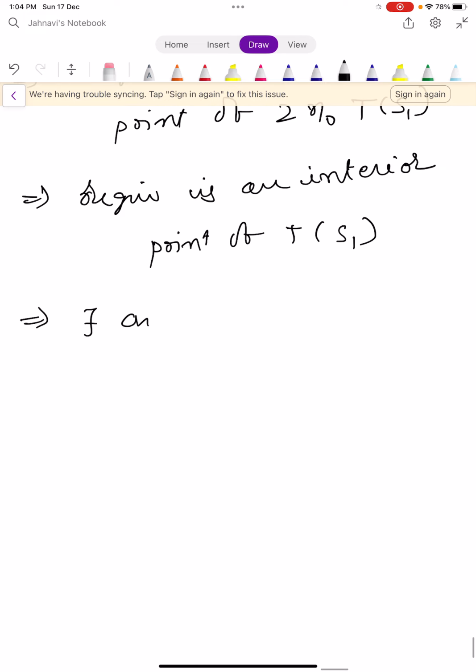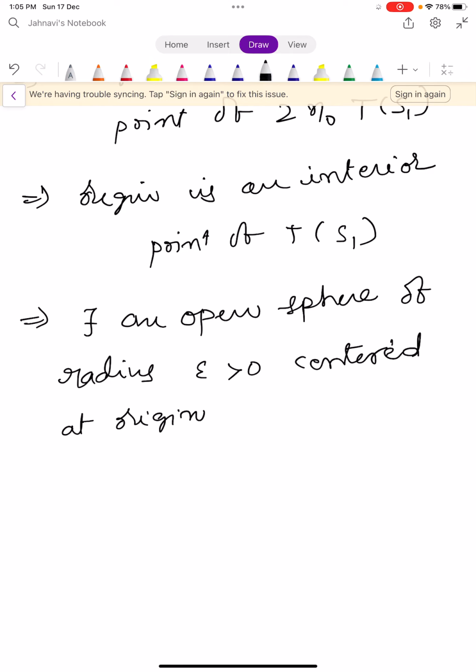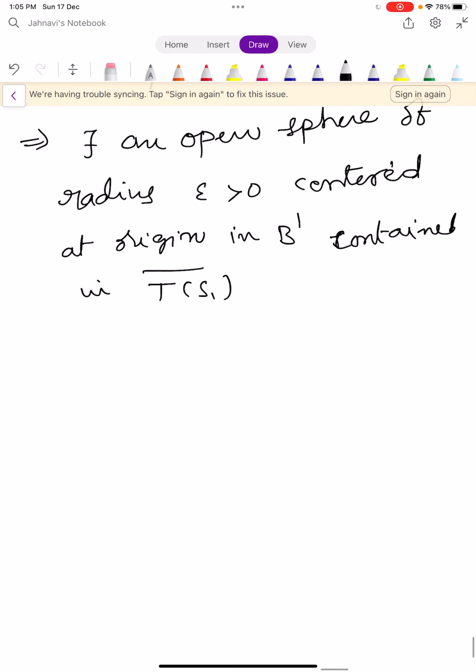Hence there exists an open sphere of radius epsilon greater than 0 centered at origin in B dash, contained in T of S1 bar, which implies S epsilon dash is a subset of T of S1 bar. Let it be equation number 1.